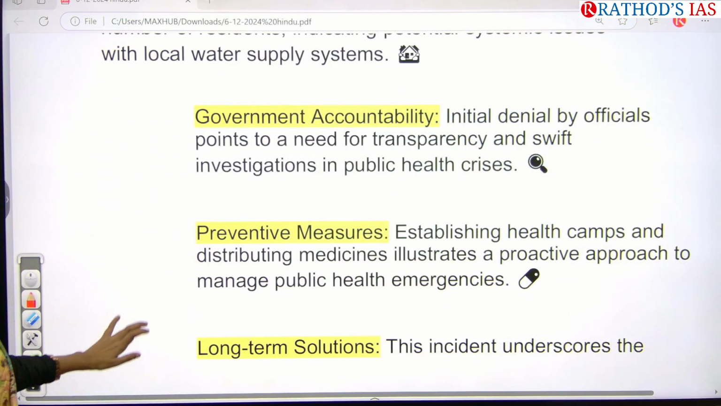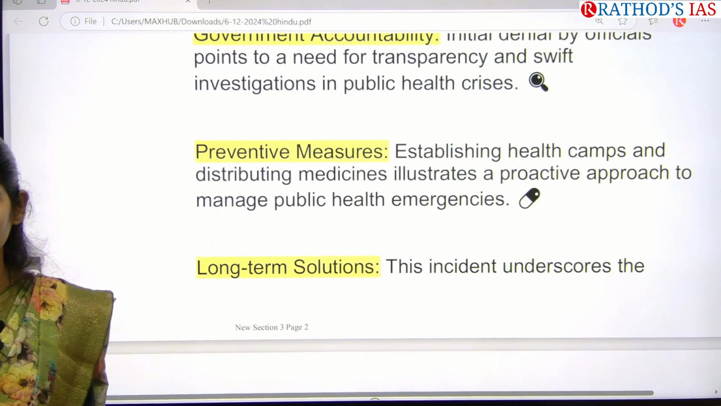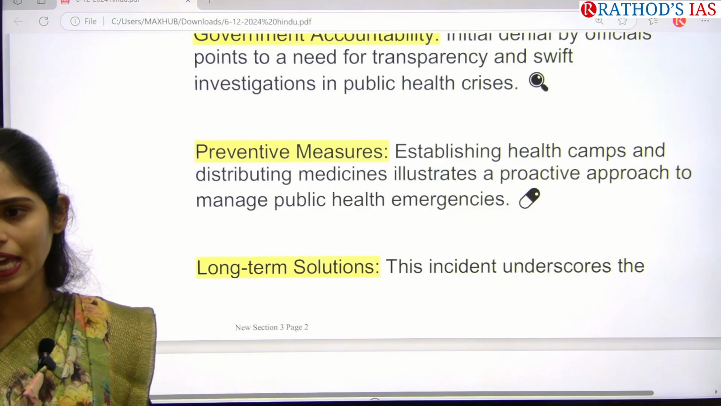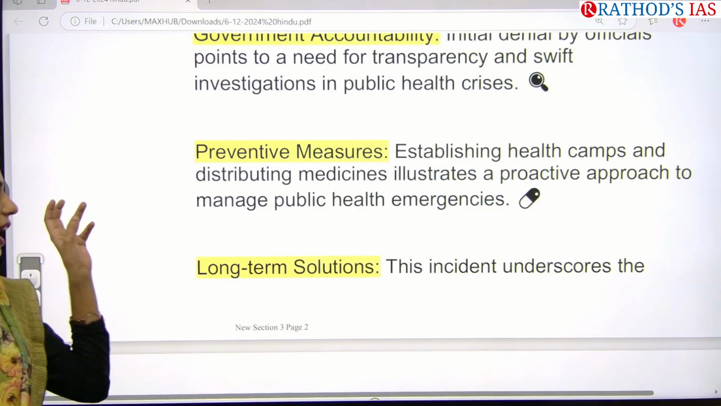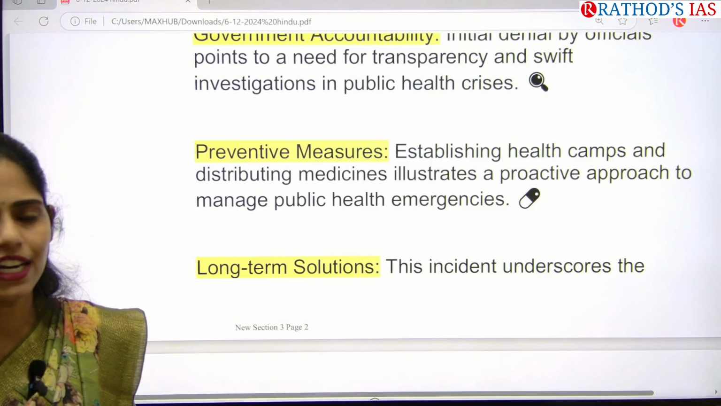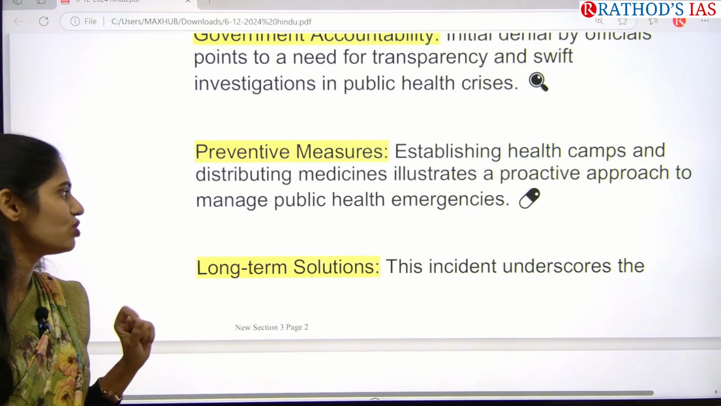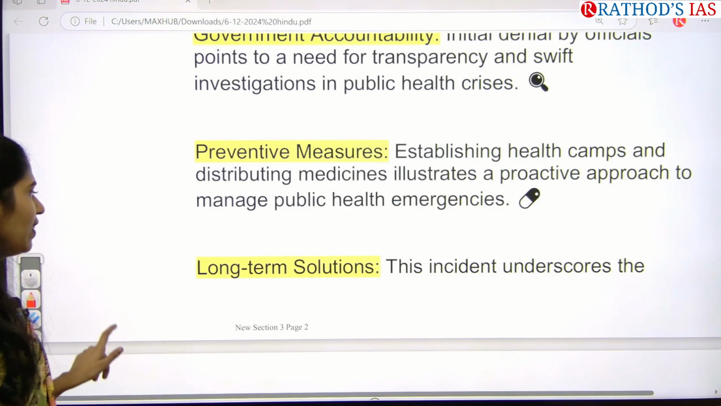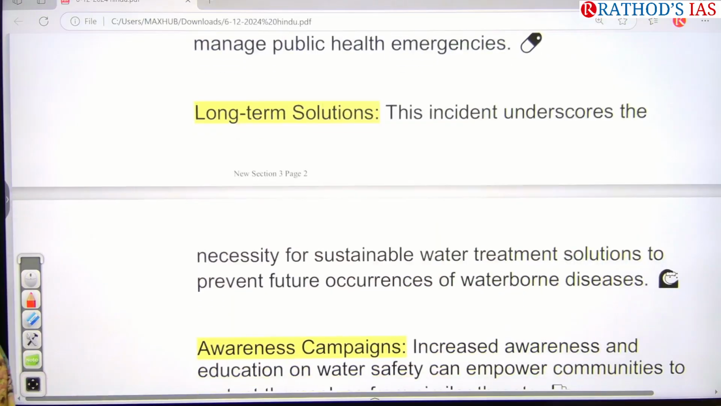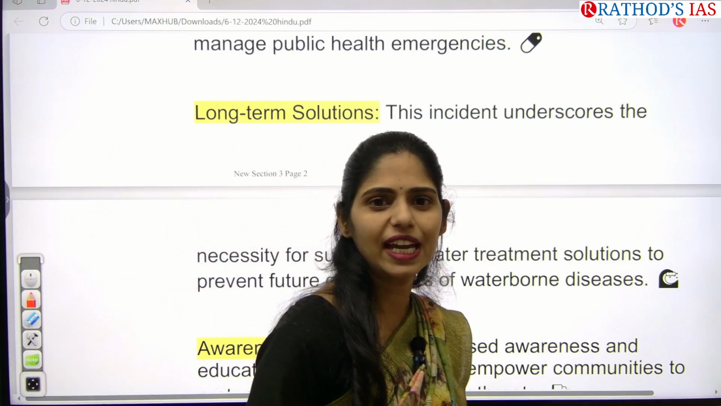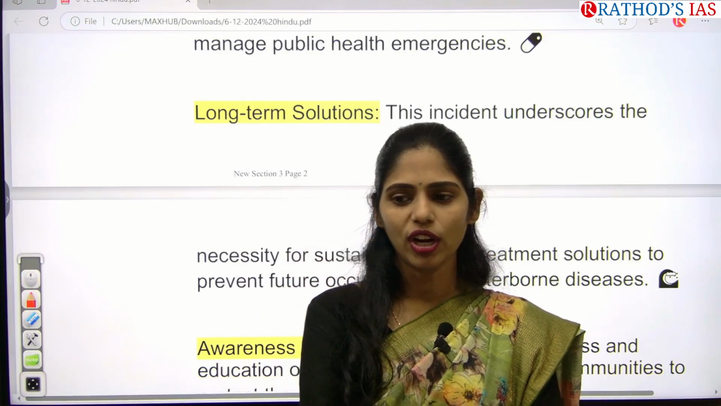And this one is, we need to take some preventive measures. So what are the preventive measures we can take? We can establish medical camps as soon as possible, and we have to distribute essential medicines which are useful for treating their signs and symptoms. And we even have to manage public health emergencies in that area. Okay, and we even have to take some long-term solutions. So tell me, what are the long-term solutions we can take so that we can prevent this kind of incident in future? What are the long-term solutions?